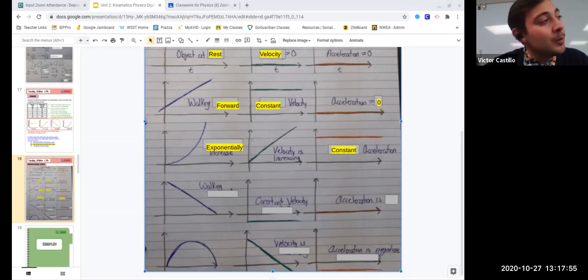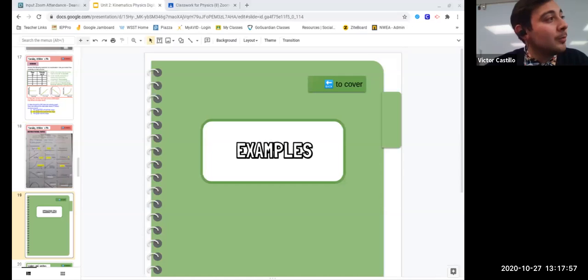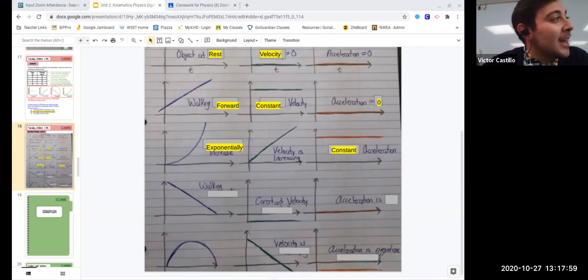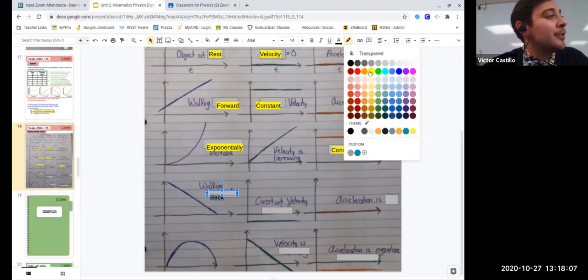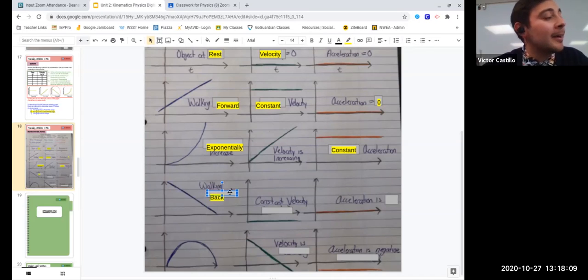Now, let's go with two more. Oh, there you go. There's two more. Walking. What happens if I walk back? Let's say Mr. Castillo doesn't see the spider anymore. The spider is gone. If the spider is gone, I'm going to walk back. So Mr. Castillo is walking back to his original position. So I'm walking backwards. Look at that. I'm walking back until I get back to my original position.